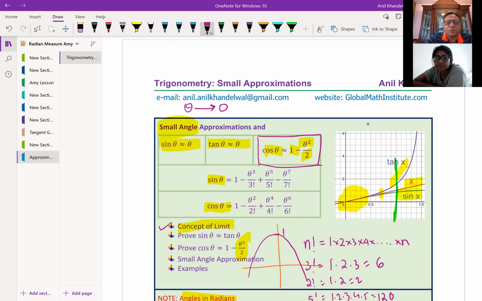First I'll talk about the concept of limits, and then we will see how to prove that sine theta is approximately equal to theta, and both are equal to theta. You can see this portion, both are overlapping. You can now appreciate that tan theta is actually higher than the value estimated, and sine theta is lower than the value estimated. Perfect. Then we will prove that cos theta is equal to 1 minus theta square by 2.